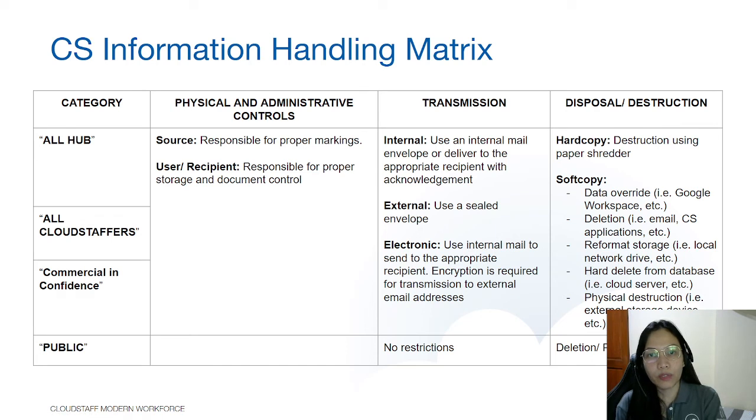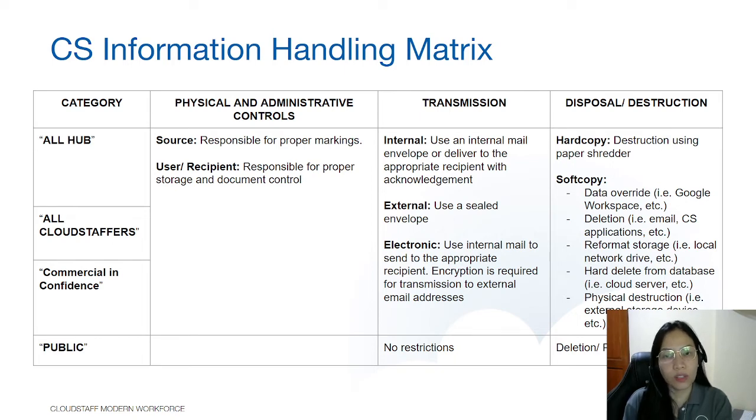Next will be for all hub, all CloudStaffers, and commercial in confidence or all prospects. The source is the one responsible for proper markings, and if you are the recipient, you will be responsible for the proper storage as well as the document control. Transmission will be the same for the three categories.